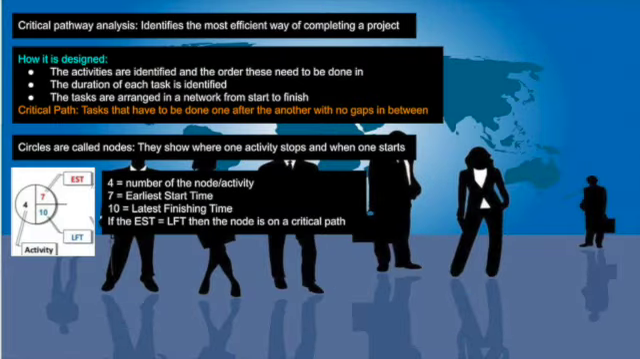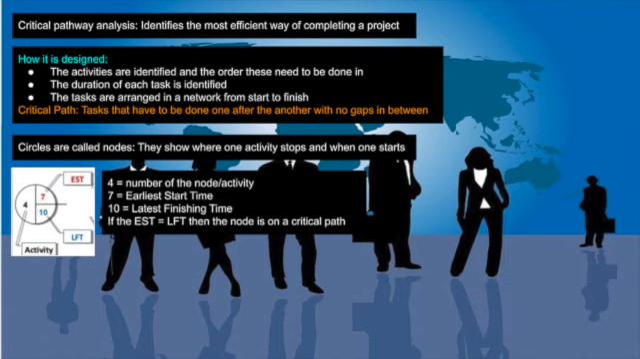So critical pathway analysis identifies the most efficient way of completing a project, and it's designed by having the activities identified and put in order. The duration of each task needs to be identified, and then tasks are arranged in a network from start to finish, which I'll show you in a second. Take note, a critical path is tasks that have to be done one after the other with no gaps in between.